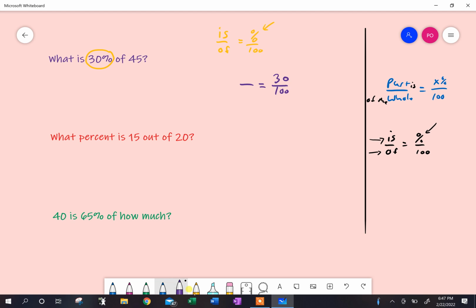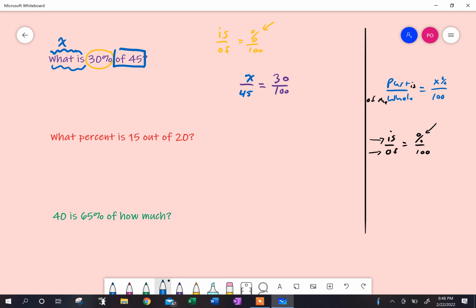Now I'm going to take a look, and it says of 45. That means of the total, which goes in my denominator. Then here's my is, and it's connected to the word what. Well, I don't know what it is, so I'm going to just call it x.